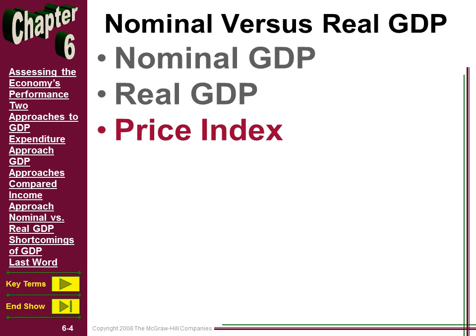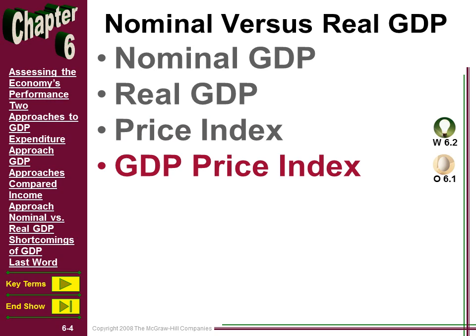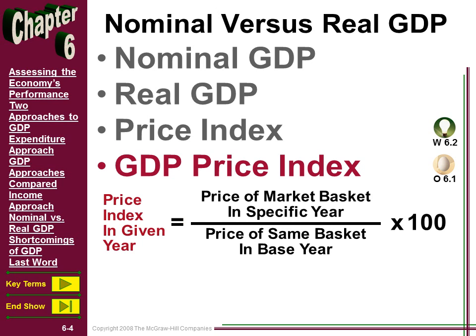So we use, as I said on the previous slide, a price index. And in this case, we're going to use the GDP price index, right? After we have developed this price index, we can put it into this formula. Notice it says that the price index in a given year is the price of a market basket in a specific year in comparison to that highly similar or same basket of goods and services in the base year.